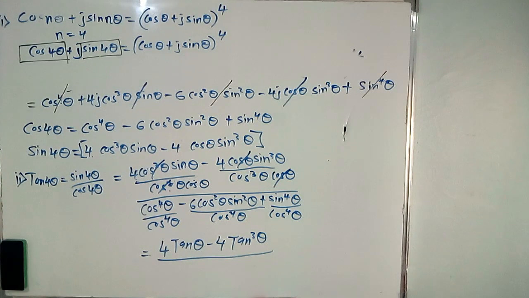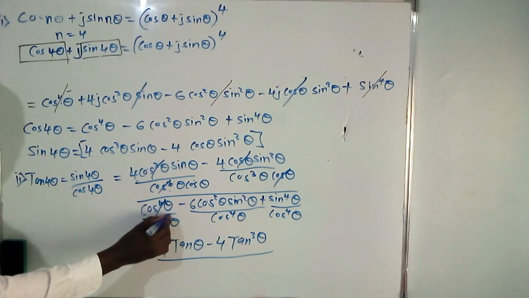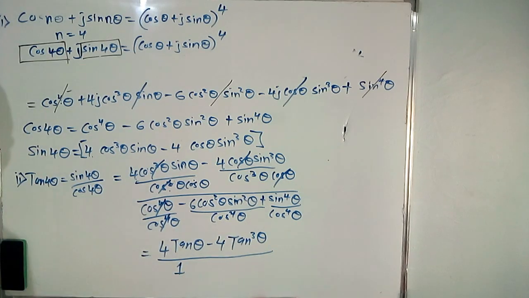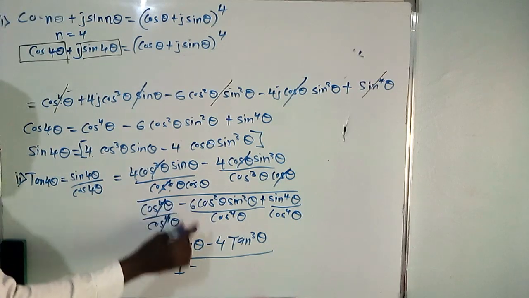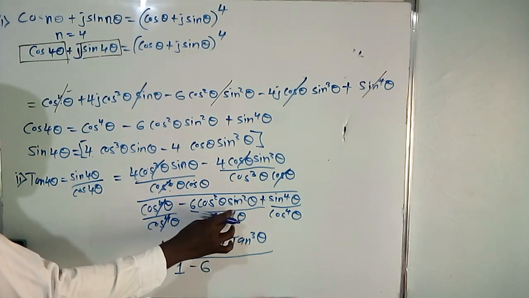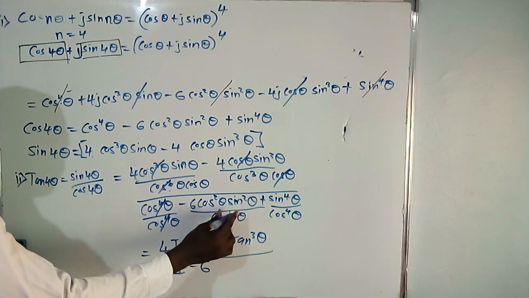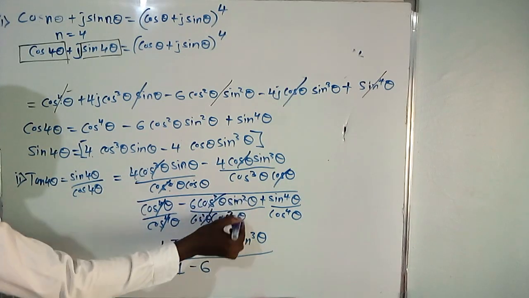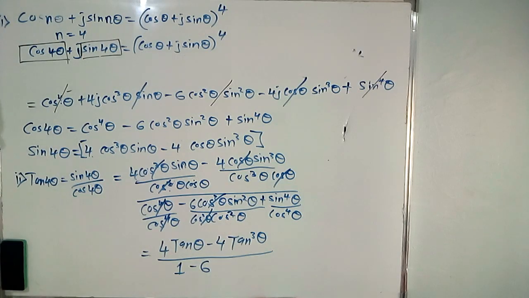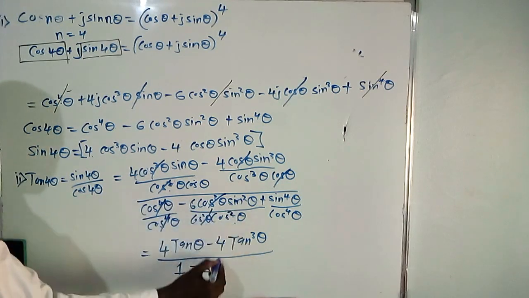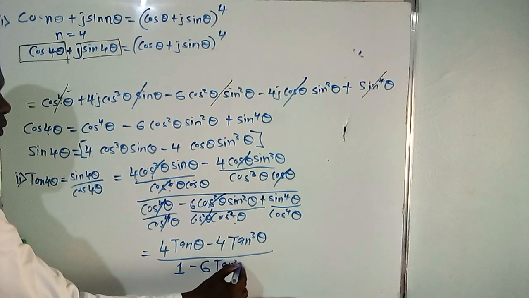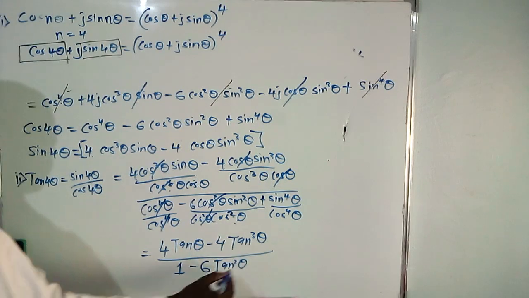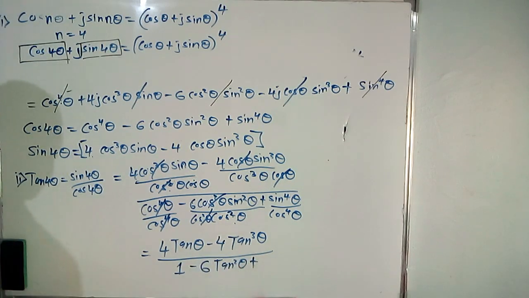You are done with the numerator, you go to the denominator. Cos raised to power 4 theta over cos raised to power 4 theta is 1. They cancel out, isn't it? Are we together? Then minus cos raised to power 2 theta cancels out with cos raised to power 2 theta in the numerator, meaning in the numerator you will only remain with cos raised to power 2 theta, isn't it? So there we have sin square theta over cos square theta, which is tan square theta. So there we are going to have minus 6 tan square theta.